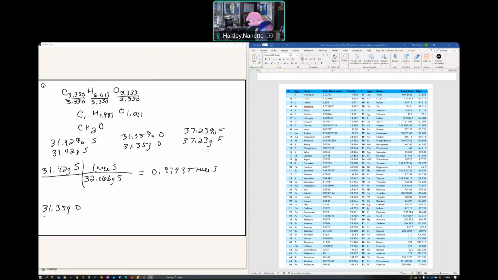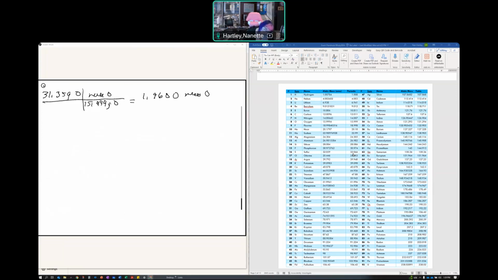31.35 grams of oxygen divided by the molecular weight of oxygen, which is 15.999 grams of oxygen per mole of oxygen. 31.35 divided by 15.999 is 1.9600 moles of oxygen.